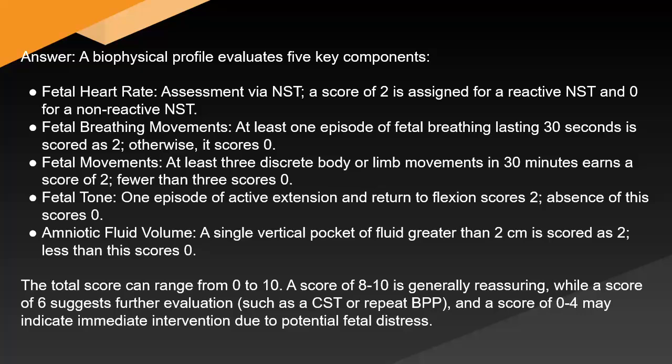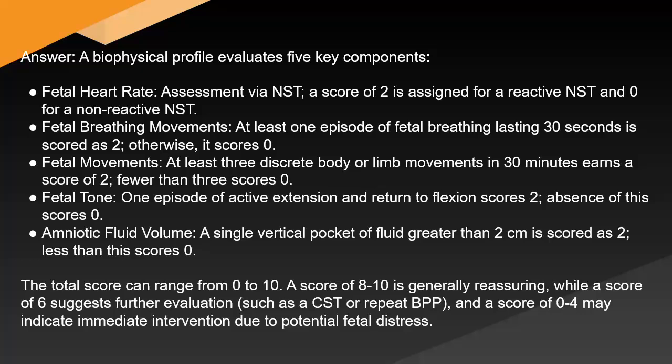Fetal breathing movements. At least one episode of fetal breathing lasting 30 seconds is scored as 2, otherwise it scores 0. Fetal movements. At least 3 discrete body or limb movements in 30 minutes earns a score of 2, fewer than 3 scores 0. Fetal tone. One episode of active extension and return to flexion scores 2, absence of this scores 0.